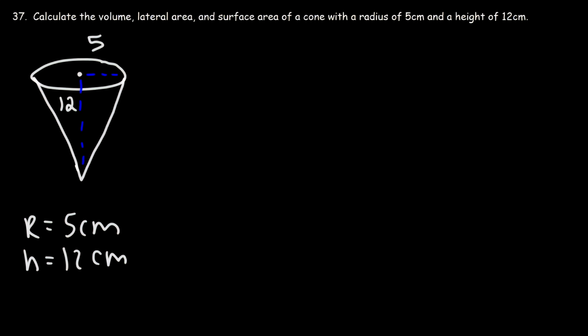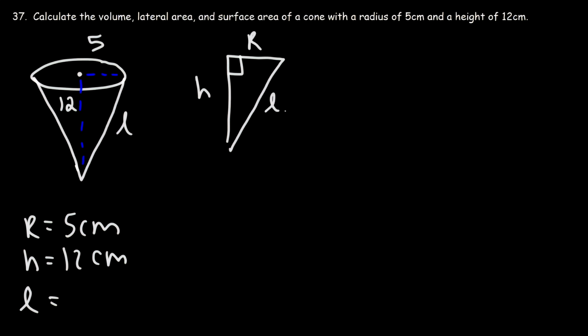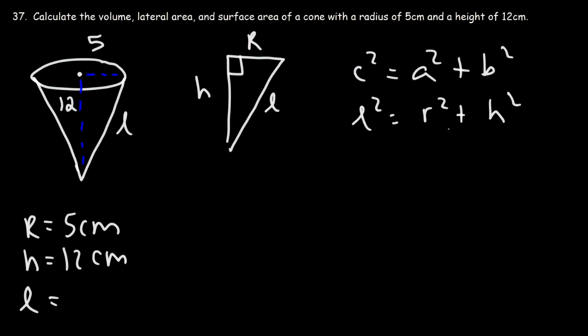In order to find the lateral area, we need to calculate something known as the slant height. Some textbooks will refer to it as S, others as L. I'm used to seeing it as L. But notice that we have this right triangle, where this is the radius, this is the height, and this is the slant height. So we know that according to the Pythagorean theorem, c squared is equal to a squared plus b squared. In this case, c is the slant height. R could be a, b could be h. So we need to find a slant height using this formula first.